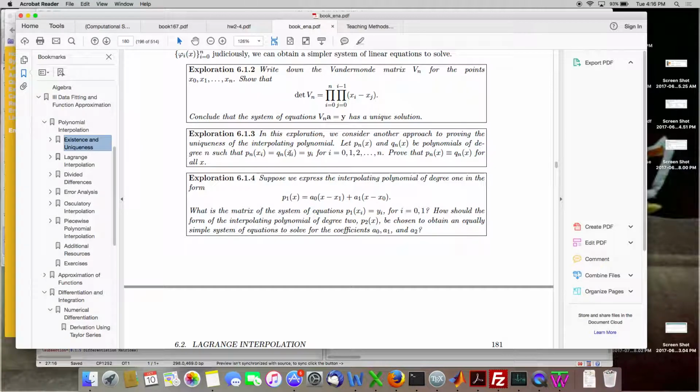So if you look at the difference between P and Q, P minus Q is also a polynomial of degree at most n. Think in terms of its roots. Any other?